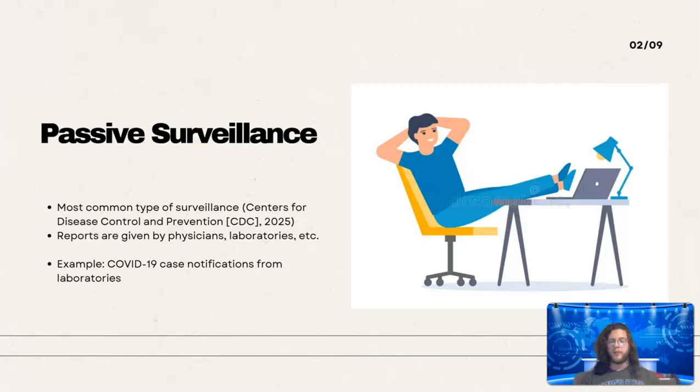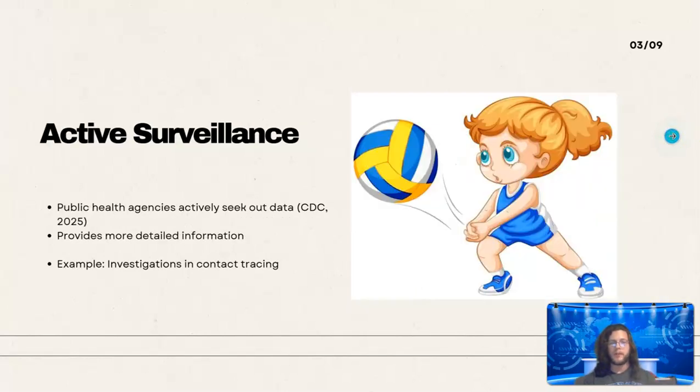Passive surveillance is the first of four types of surveillance system. It's the most common type of surveillance, and it's generally when reports are given by physicians or labs or clinics, and they rely on those to get their data. An example of this is COVID-19 case notifications from laboratories as they come in.